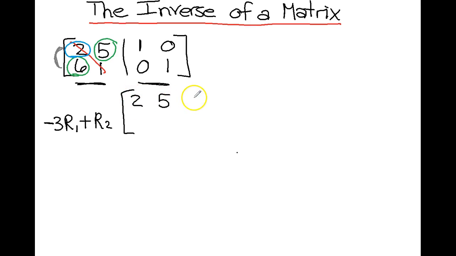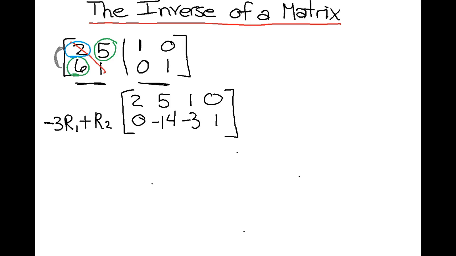So now we're not changing the first row, we're going to keep it the same. So I'm going to multiply my first row by -3, so I get -6 plus 6 is 0. -15 plus 1 is a -14. -3 and 0 is a -3. And 0 and 1 is 1.